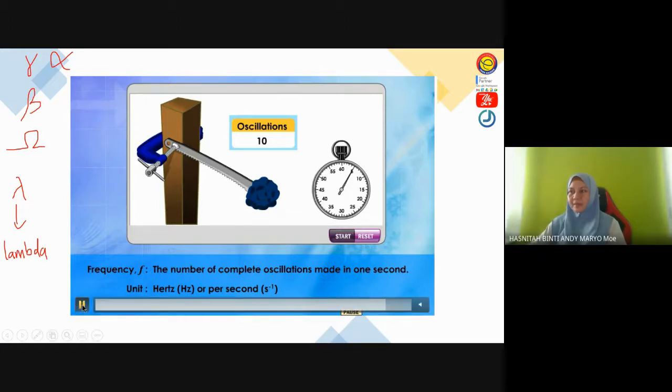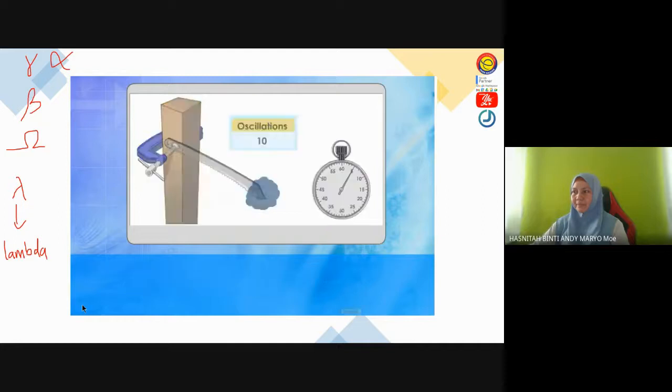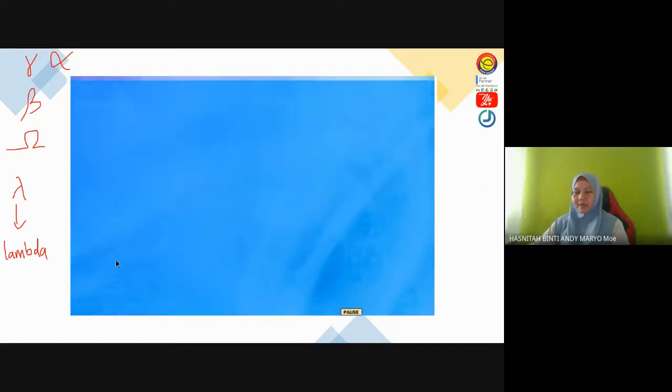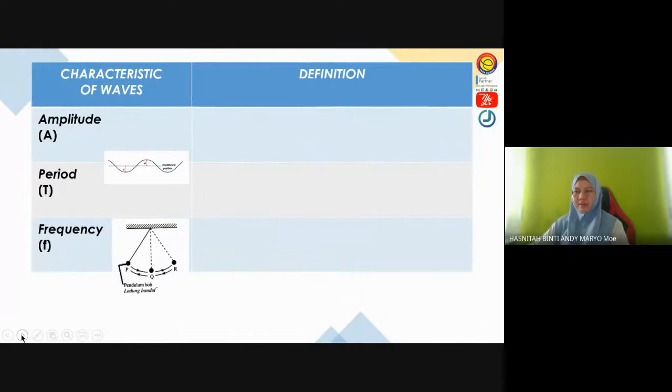So by using the same example, later we can find the period. The formula for period you can check from your workbook. The formula is determined from F equal 1 over T. Okay, frequency F equal to 1 over period. So if the period now is 0.5, what will be the frequency, students?